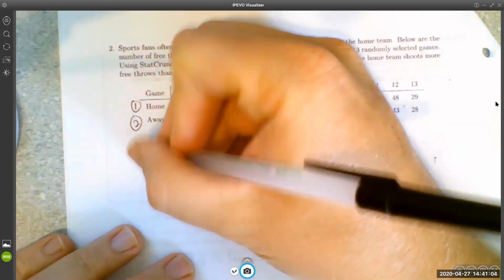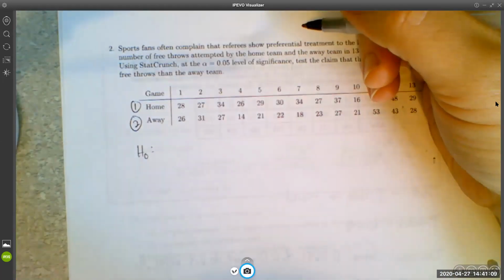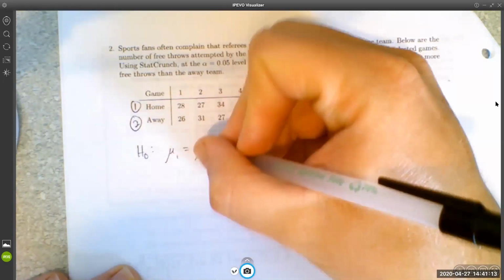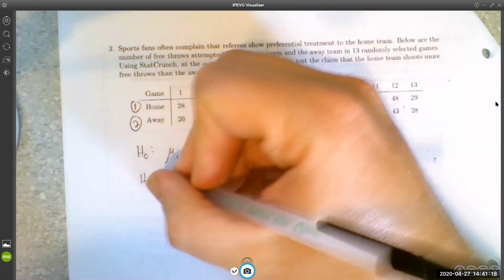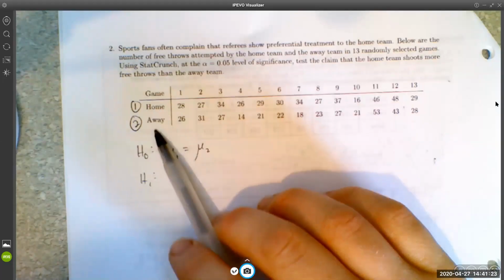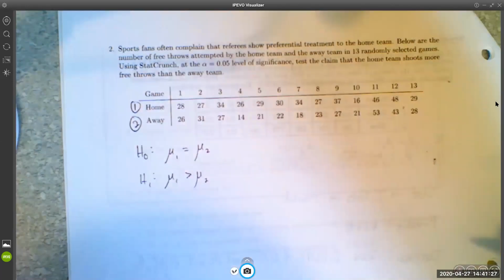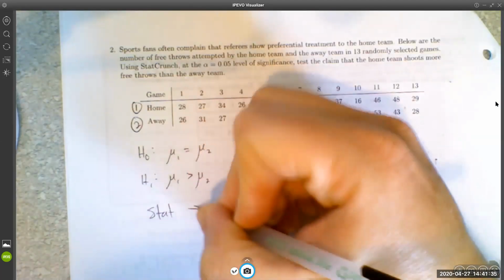Okay, here's my solution. So the null hypothesis is that the referees don't give any kind of preferential treatment to the home team. The number of free throws shot by the home team is the same as that shot by the away team. The alternative is that the home team shoots more free throws than the away team, right? So mu1 is greater than mu2. To run the test, it's Stat, T Stats, Paired.